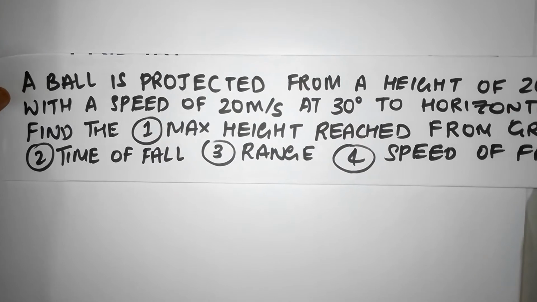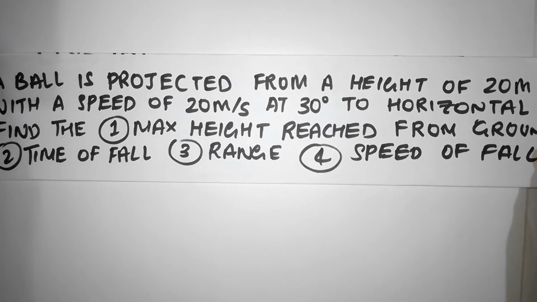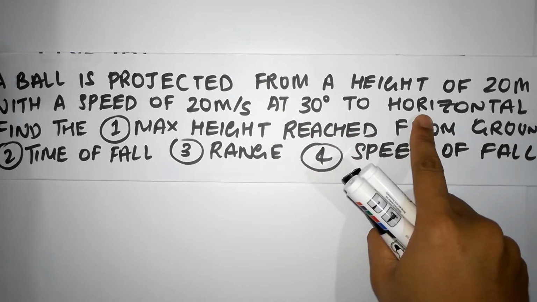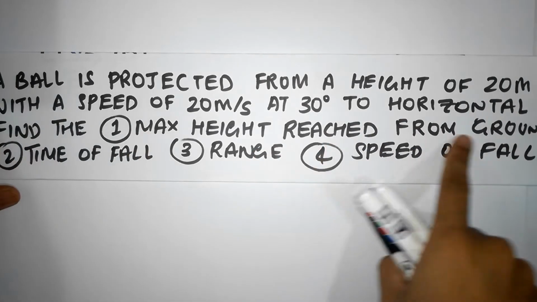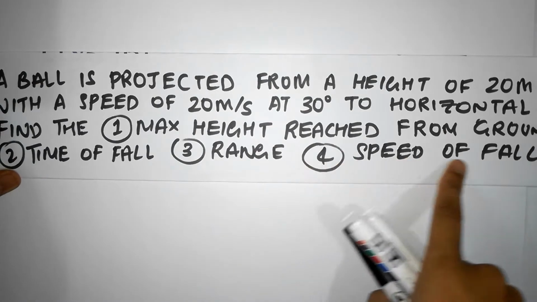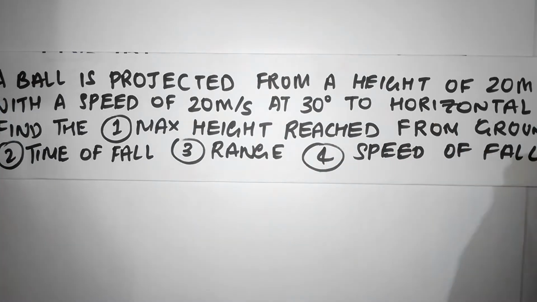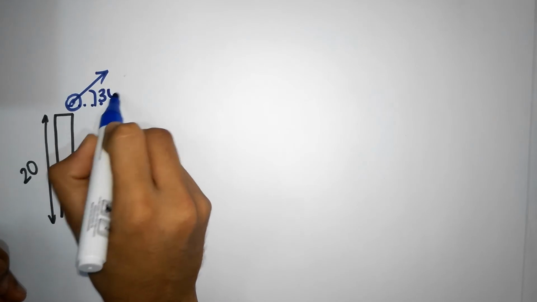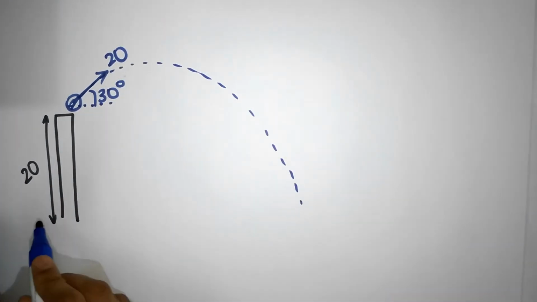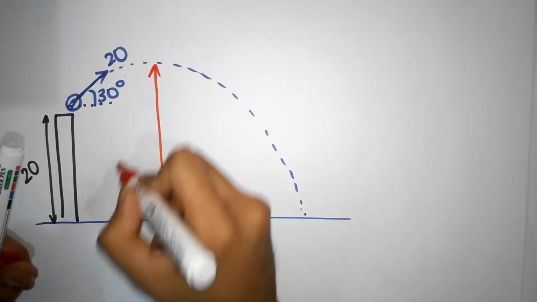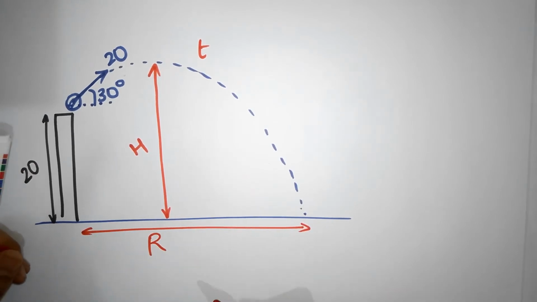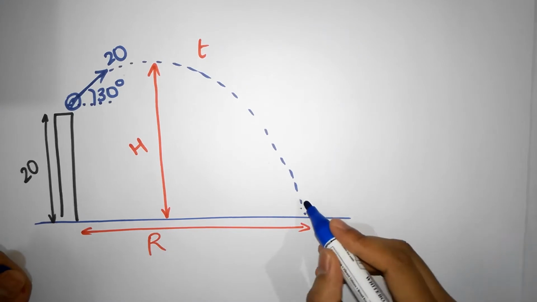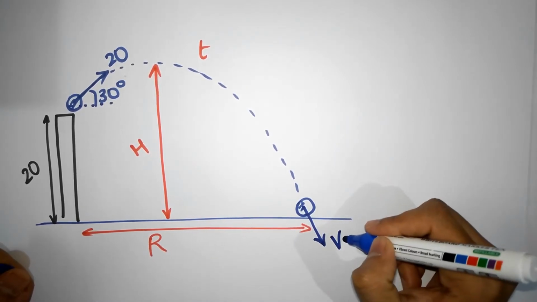Let's quickly go to the next question. Here is question number 2. A ball is projected from a height of 20 meters with a speed of 20 meters per second at 30 degrees to the horizontal. Find the maximum height reached from the ground, the time of fall, range, and speed of fall. Okay, so let's do it. Calculate at what speed it's going to hit the ground. So we need to find this.